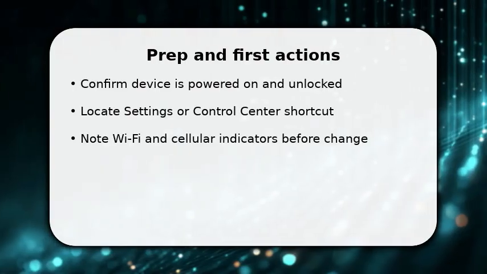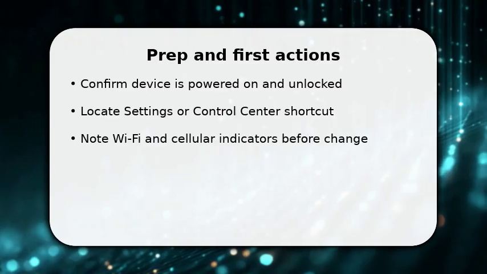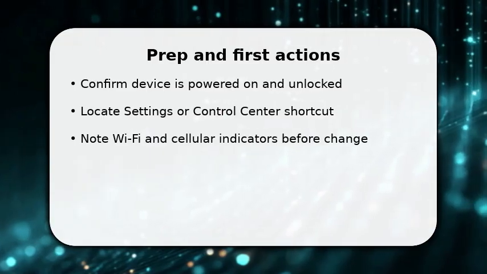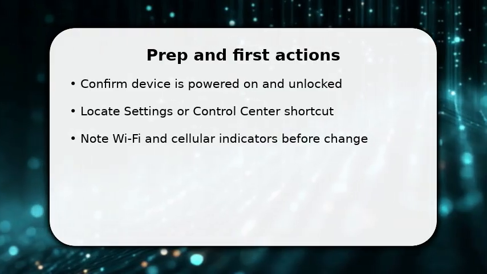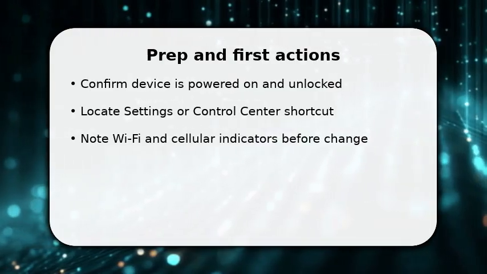You start by confirming the device is powered on and unlocked, then go straight to the Quick Toggles or Settings app. Once there, find the flight mode or airplane icon. Tapping it begins the change immediately.